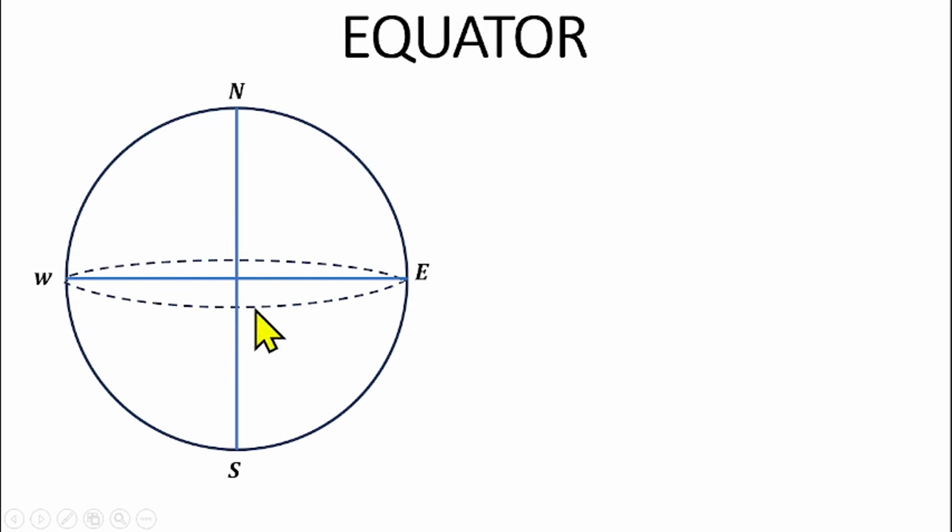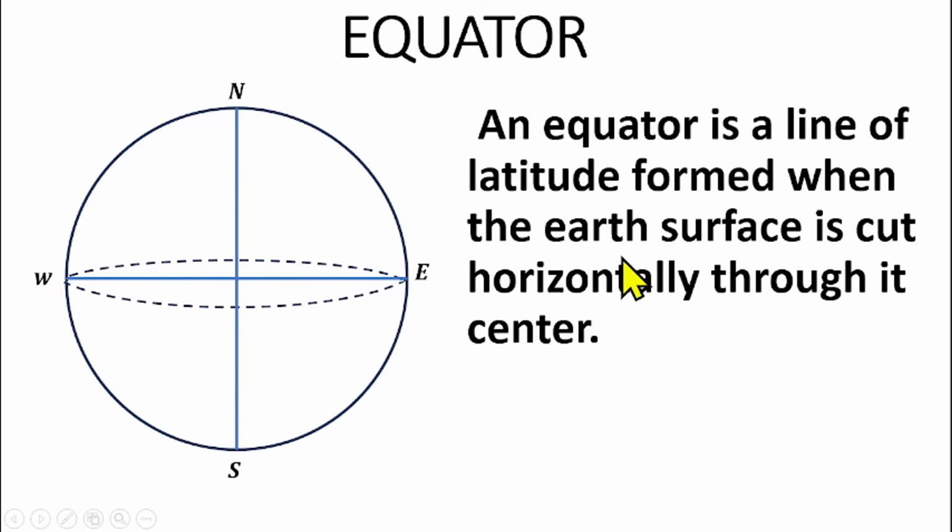But because we are cutting it through the center of the Earth's surface, it's a line of latitude that has its own name, which is equator. So equator is a line of latitude that is formed when the Earth's surface is cut through its center horizontally. You should know that the equator is also a line of latitude, but because it passes through the center of the Earth's surface horizontally, it is called an equator.